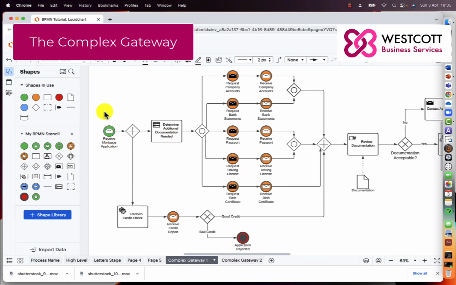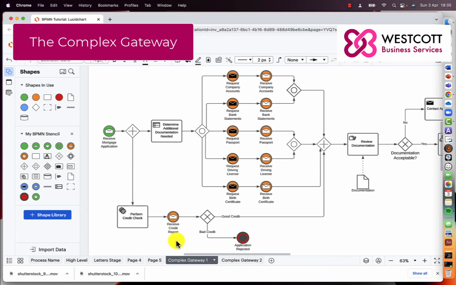So what we have is the mortgage application being received, and I'm not showing all the message lines coming in here. I've tried to make this as simple as possible, just to speed things up on the video. We've got the message coming in, and then a parallel gateway, to model the fact that in parallel to the request for further documentation going out to the applicant, we've got a credit check being performed on the applicant, which I've modelled as a service because it's an external service that we're using to perform the credit check.